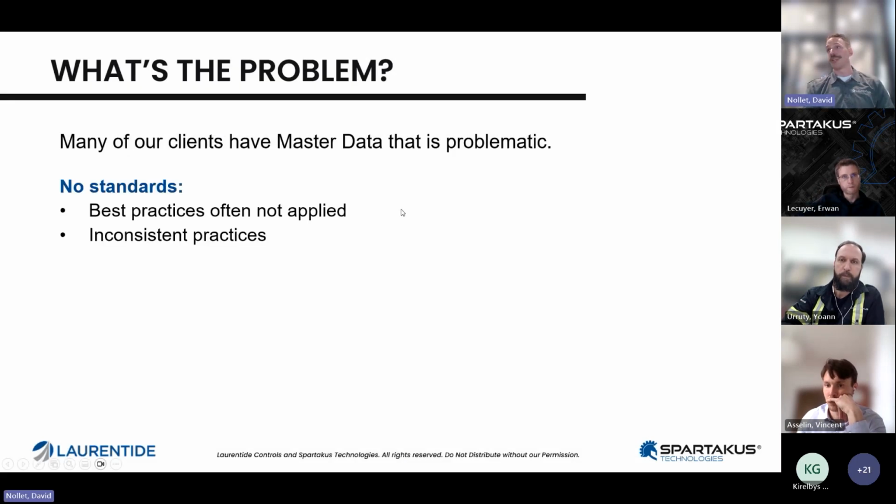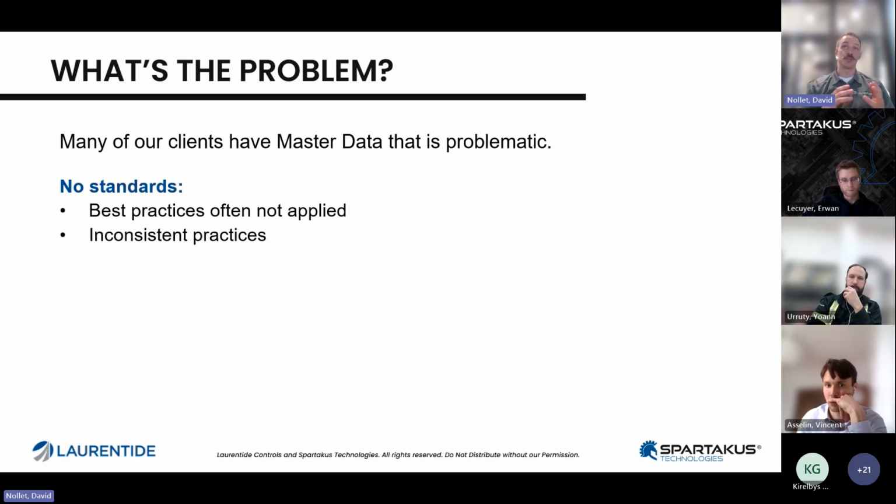Starting with the foundation, it's standards. Master data is a meticulous thing. You've got to be very, very precise with it. If you don't have standards surrounding it, then you're going to have very inconsistent practices applied, and you're going to have the flavor of the week, the flavor of the month. Sometimes you even have the same person doing work different ways from one day to the next.